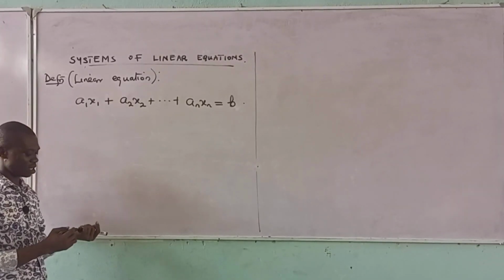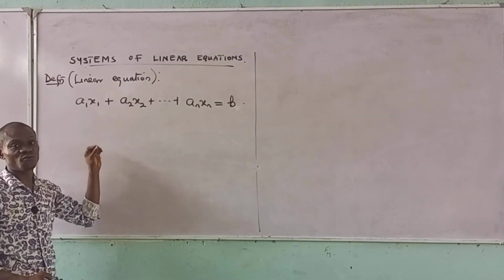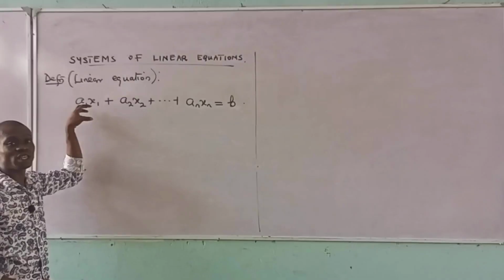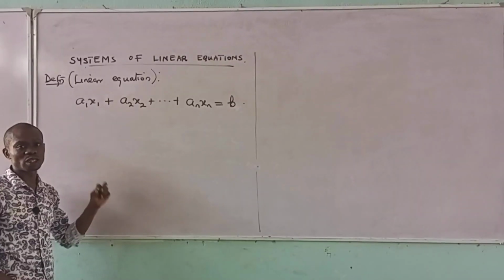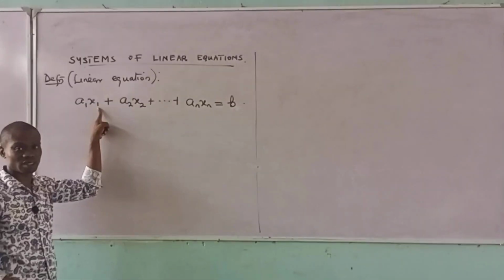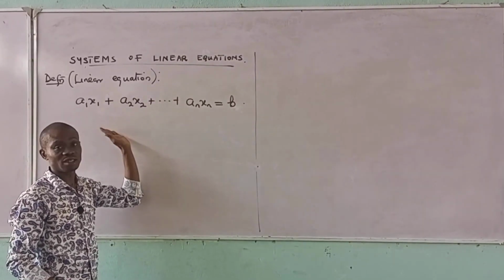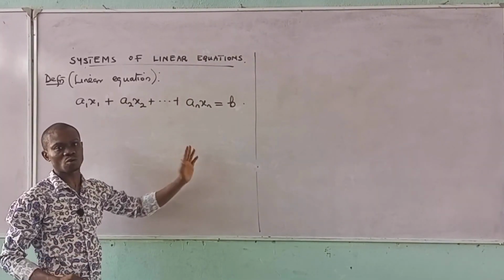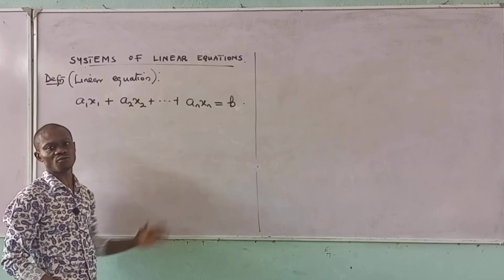And what does that mean? In simple terms, we can say it's an equation where the variables have a power of 1. So every single variable present in a linear equation is always to the power of 1. It could be more than one variable, like we have here: x1 is a variable, x2 is another variable, and up to xn. The variables present in the equation can be up to n, depending on what you want. It could be a 2-variable equation, a 3-variable equation, or even a 1-variable linear equation.